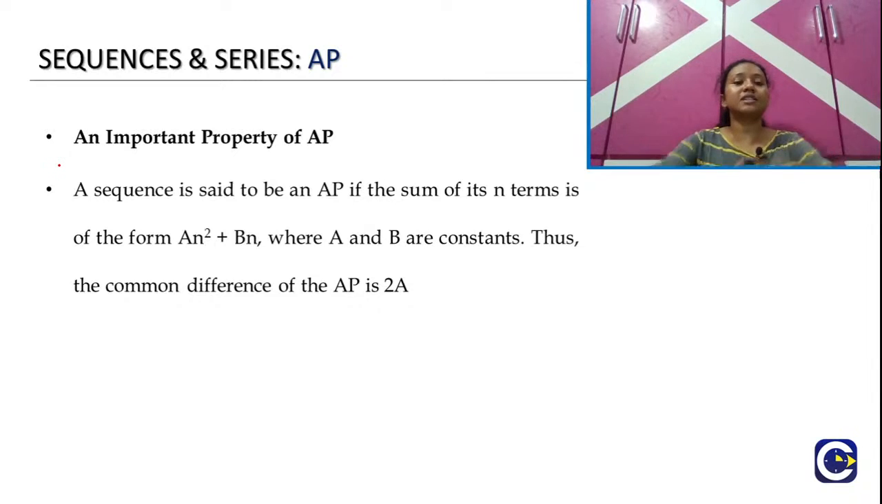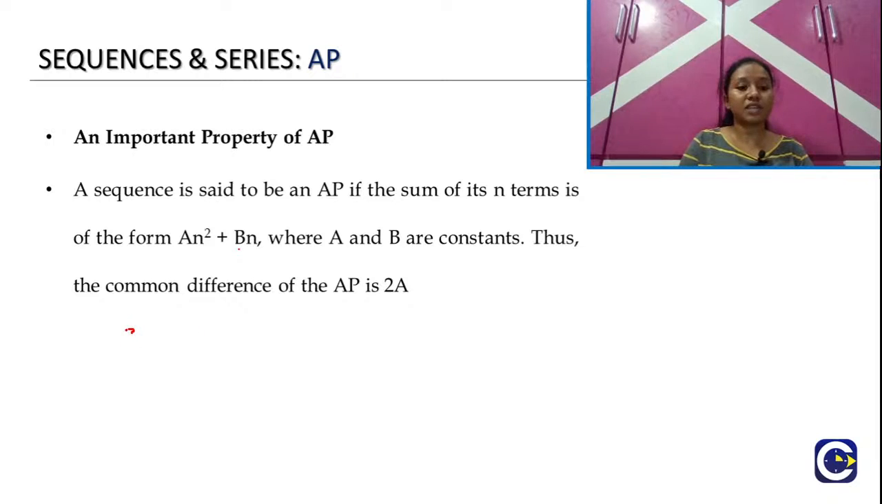So before discussing this arithmetic mean, let's just discuss an important property which is related to this arithmetic progression. Right. A sequence is said to be an arithmetic progression if the sum of its n terms is of the form an square plus bn, where a and b are constants. Thus, the common difference of the AP is 2a.